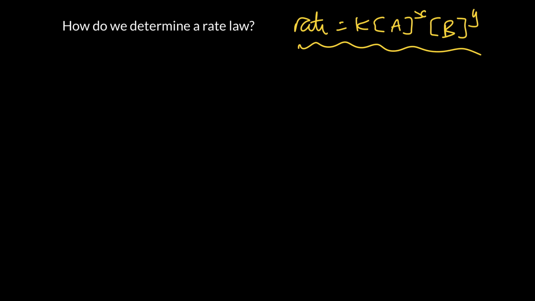There's a lot of different ways you can try and figure out a rate law, but in this class we're going to focus on the method of initial rates. Basically, we're going to measure the initial rate of the reaction, and we're going to know the initial concentrations of the reactants.